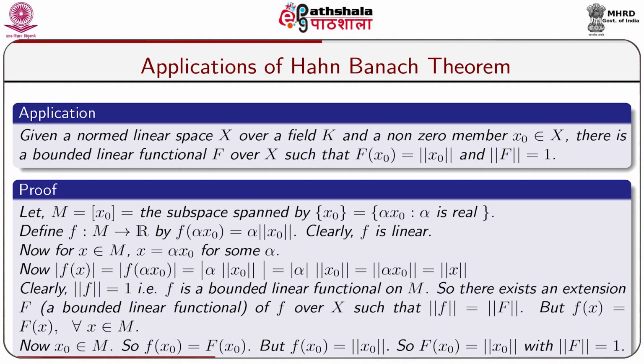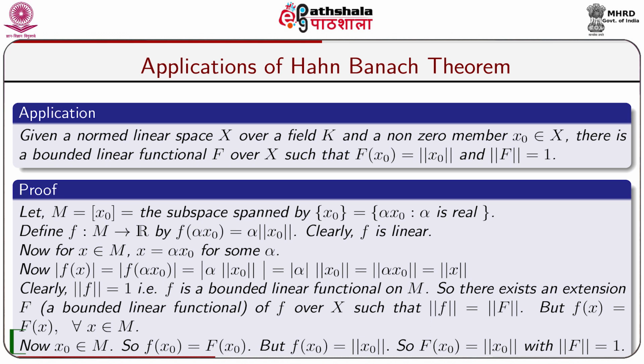So, by the Hahn-Banach theorem, we get an extension capital F, that means a bounded linear functional of small f over X such that norm of F is equal to norm of f. That means there exists an extension capital F over all of X of small f with preservation of norm, satisfying norm of F equal to norm of f. But fx is equal to capital Fx for all x belonging to capital M, because small f is the restriction of capital F and capital F is the extension of small f.